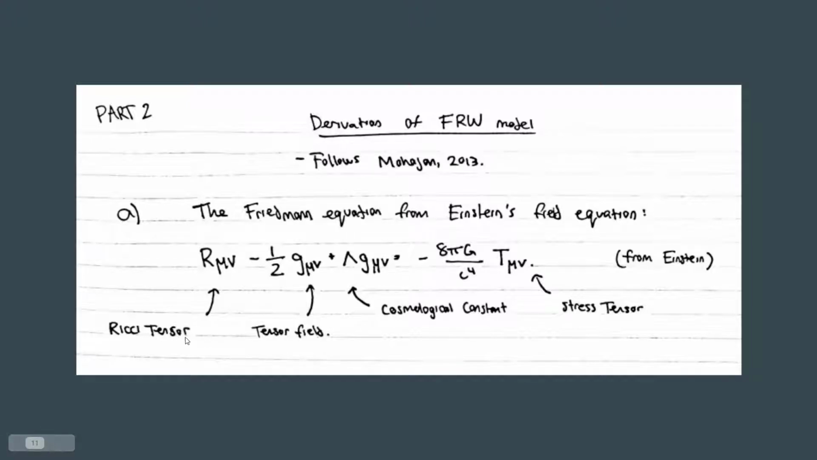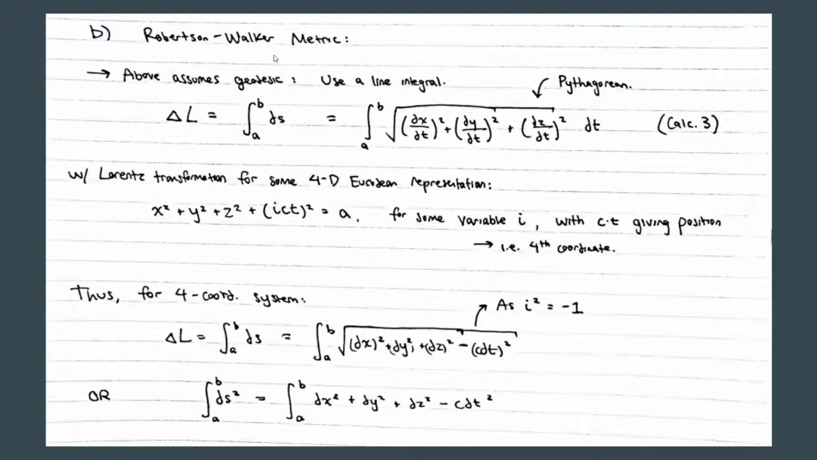This equation is composed of the Ricci tensor as well as a stress tensor, which require geometric symmetry. Next, we derive the Robertson-Walker metric, which Mohajan does not cover. So firstly, we're going to take the definition of a line integral and apply it to a four-dimensional Euclidean representation with coordinates x, y, z, and the imaginary component i. We get an expression for the length of a path between 2 points on this representation, ds, as the integral of the sum square of the components.